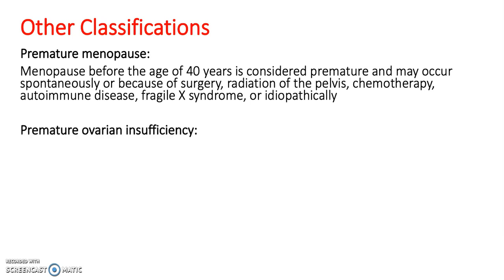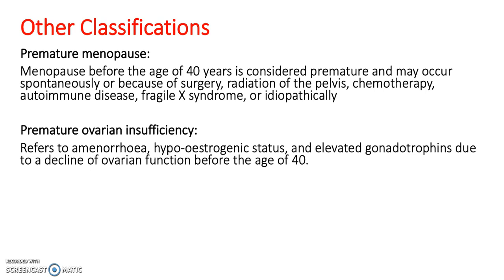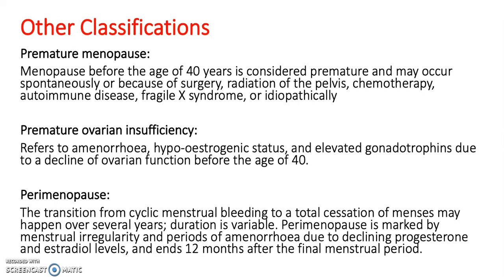Premature ovarian insufficiency. This refers to amenorrhea, hypoestrogenic status, and elevated gonadotrophins due to a decline of ovarian function before the age of 40. Perimenopause. The transition from cyclic menstrual bleeding to a total cessation of menses may happen over several years. The duration is variable. Perimenopause is marked by menstrual irregularity and periods of amenorrhea due to declining progesterone and estradiol levels, and ends 12 months after the final menstrual period.